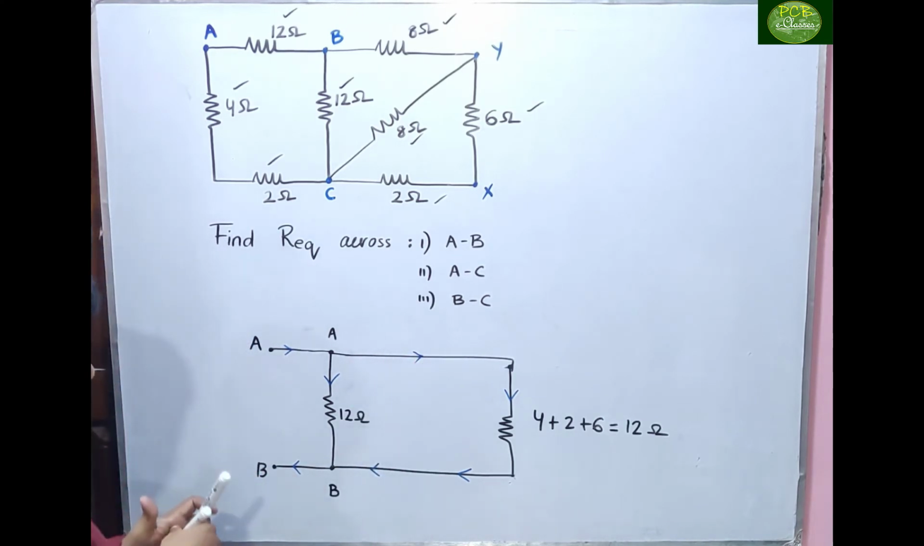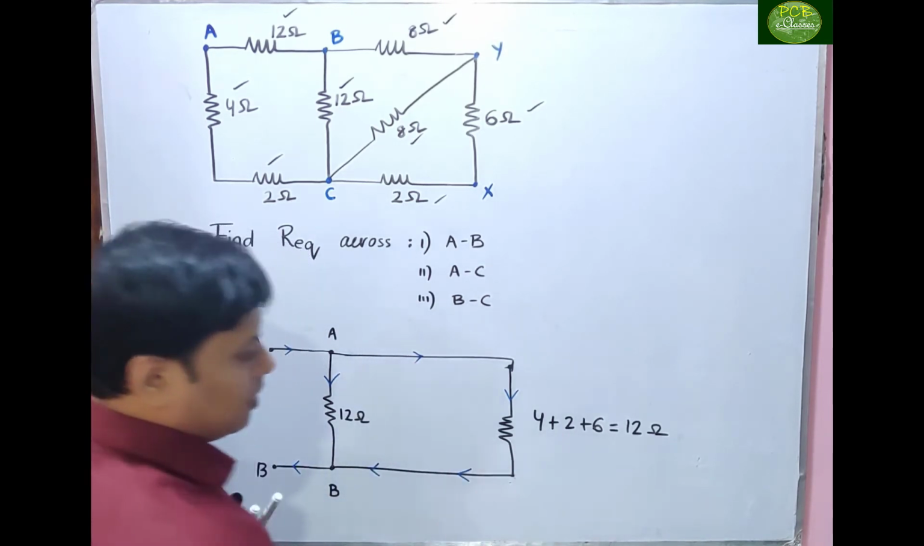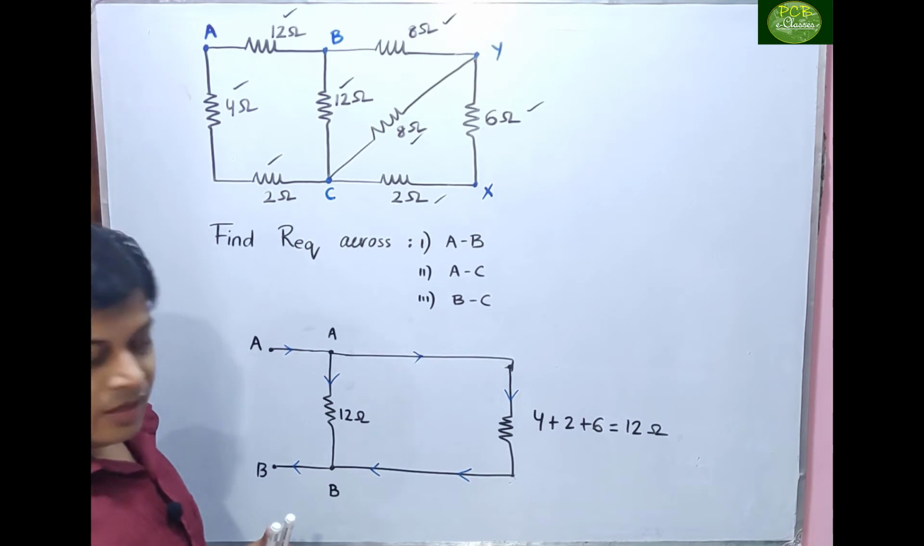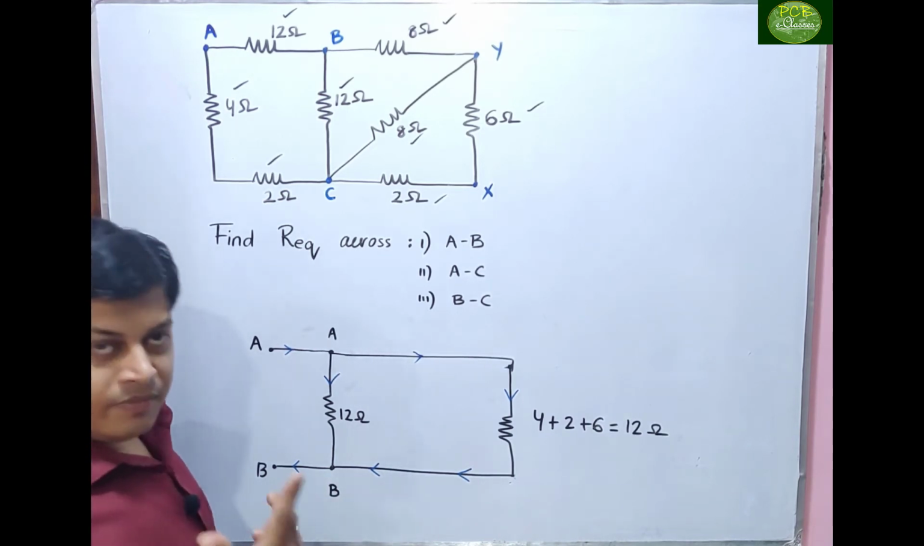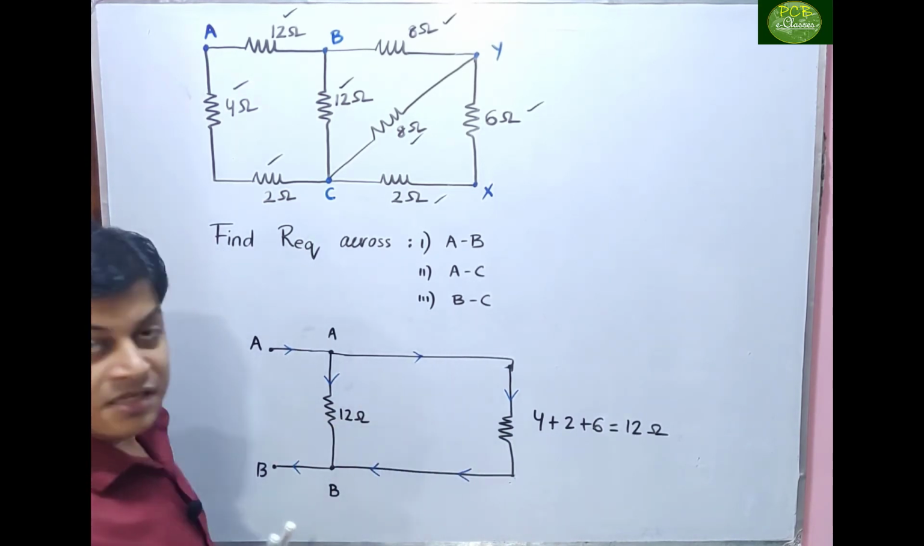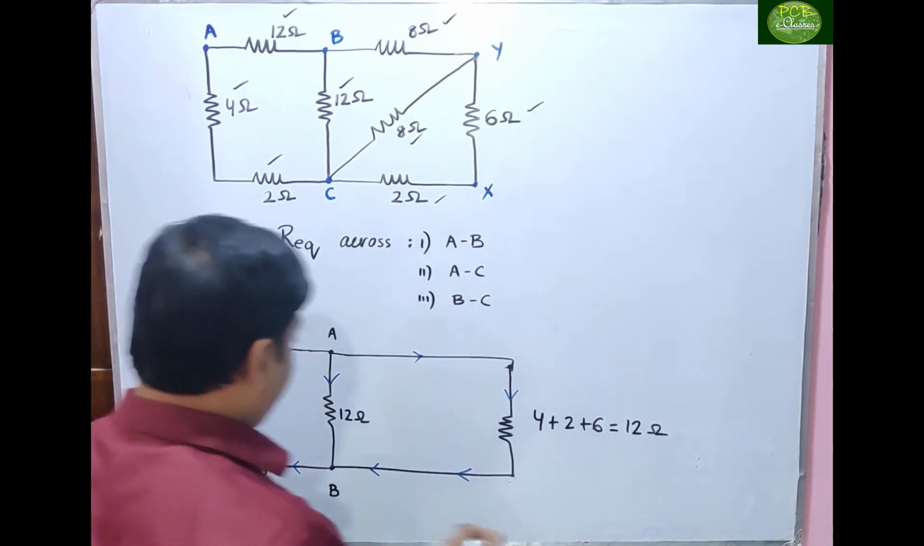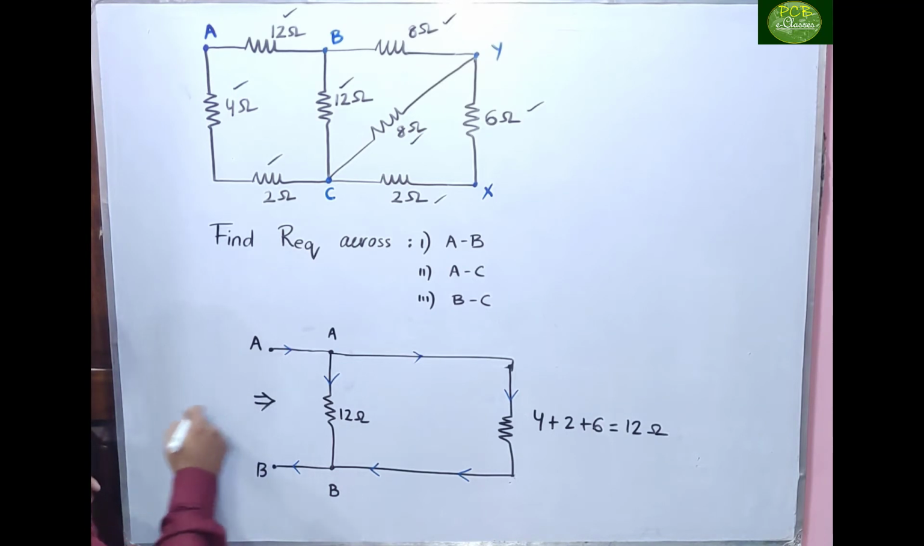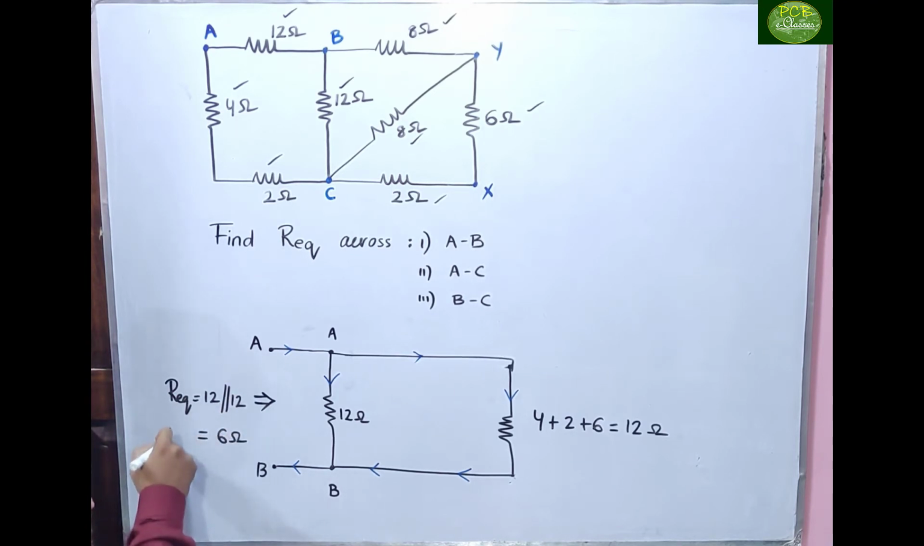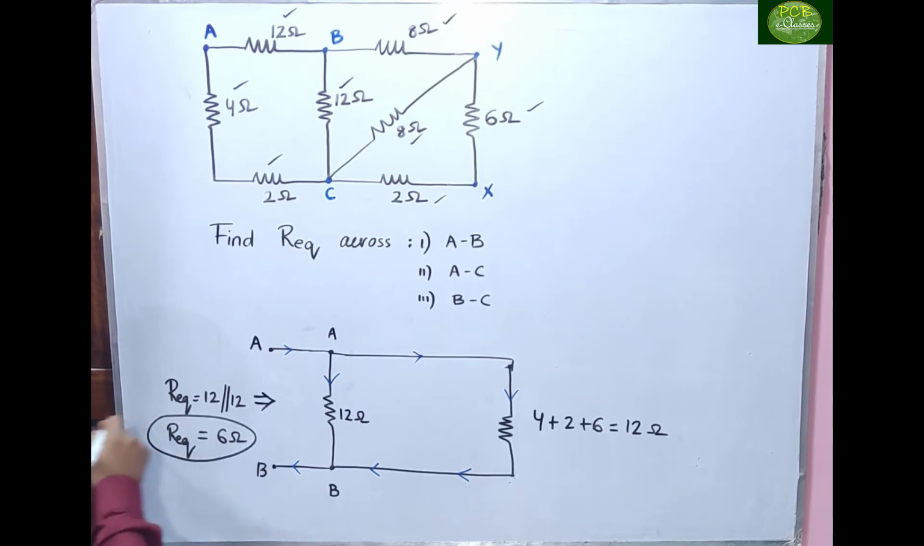Now the starting point of this 12 and 12, is it the same? Yes. Ending point, is it the same? Yes. So these two are treated as parallel. So 12 parallel 12. What will be my R equivalent across this? R equivalent will be equal to 12 parallel 12. How much? 6 ohm. Fine. You can make a note of it.